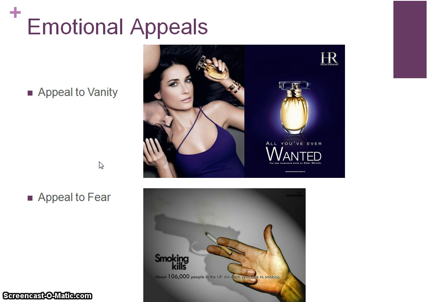The other type of emotional appeal that's very common is appeal to fear, which is basically when they scare you into agreeing with them. So for example, in the ad below, you see that they're showing someone who's smoking, but there's also a gun in the shadow, which is trying to scare you into the fact that if you smoke, you will die, which is a very strong message coming from this advertisement.